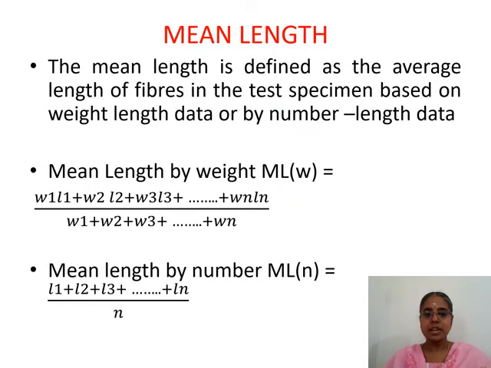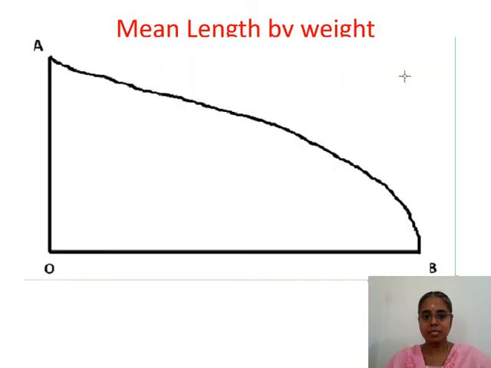So next we'll try to understand mean length. Mean length is the average length of fibers. Two types of mean length are there: mean length by weight and mean length by number. Now we try to understand what is mean length by weight in this video.